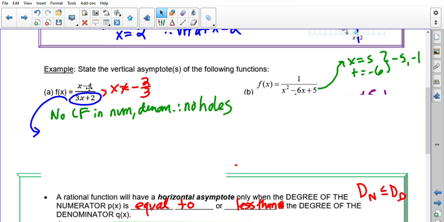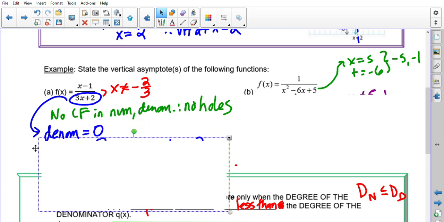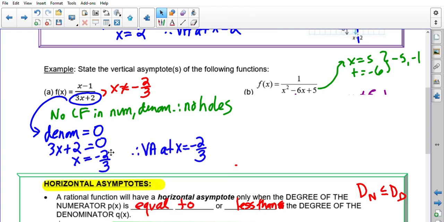This is already in kind of good factored form, top and bottom, so I can already tell that. Then I would make note of, okay, that means there's a vertical asymptote wherever the denominator equals 0. I know that the denominator equals 0 at x equals negative 2 over 3, so that is my vertical asymptote, and that would just be my final answer.